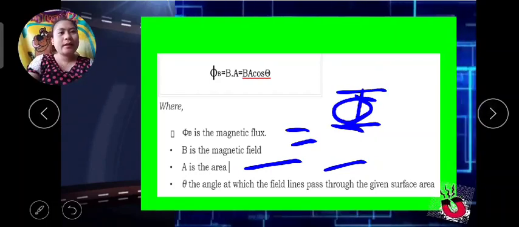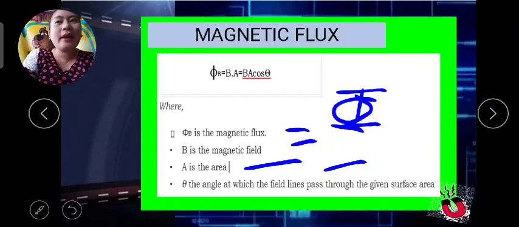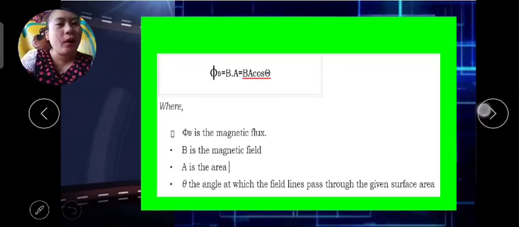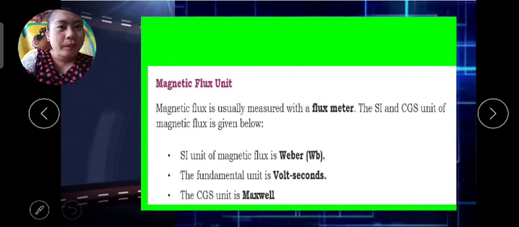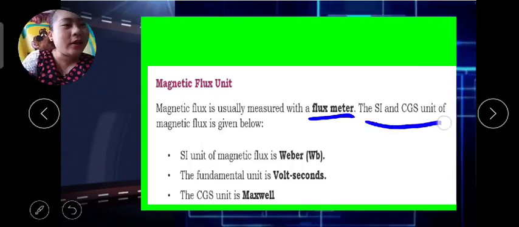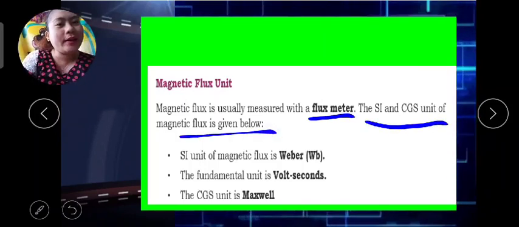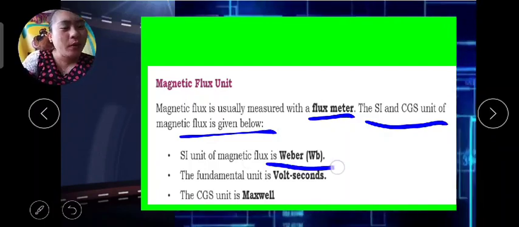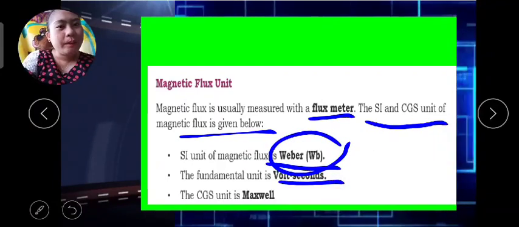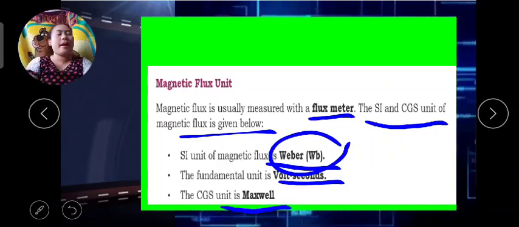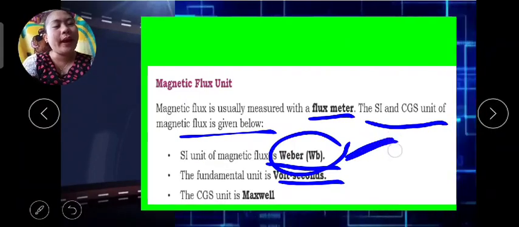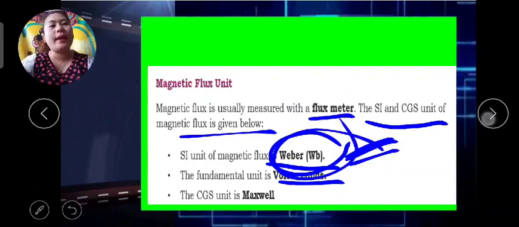Next, magnetic flux. This one, magnetic flux symbols or units. Magnetic flux is usually measured in flux meter. The SI and G standard unit of magnetic flux is given below. So, magnetic flux, we will be using Weber. Then, we have here volt, seconds, or Maxwell. Okay? But in this portion, the magnetic flux, we will be using Weber. Okay? Weber yung gagamitin natin. WB. Let's have an example.